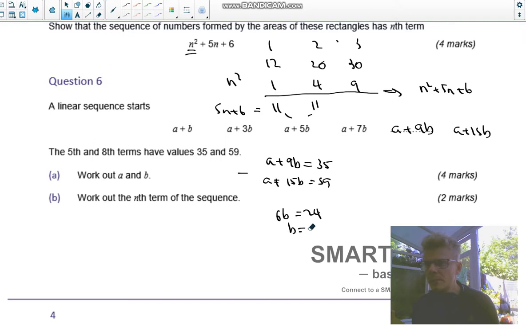15 take 9 is 6, and 59 take 35 is 24. So then B equals 4, and if B equals 4, going back to this one, 9 times 4 is 36. That's 1 more than 35, so A equals -1.